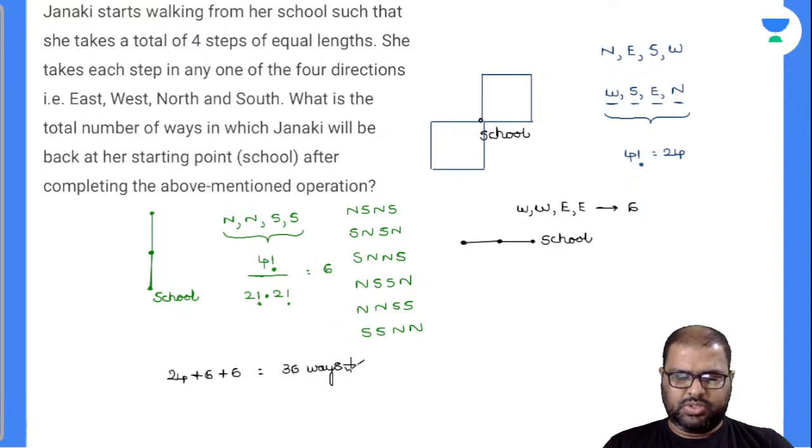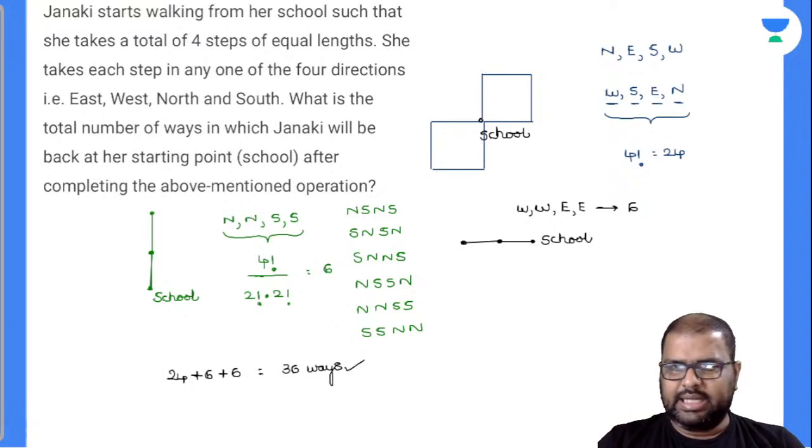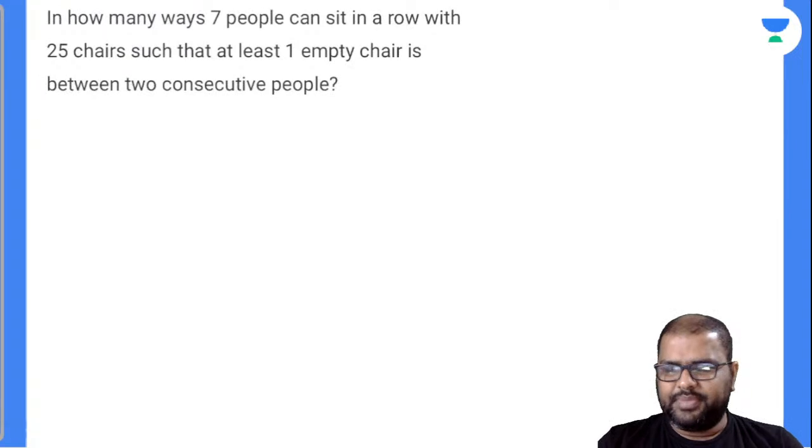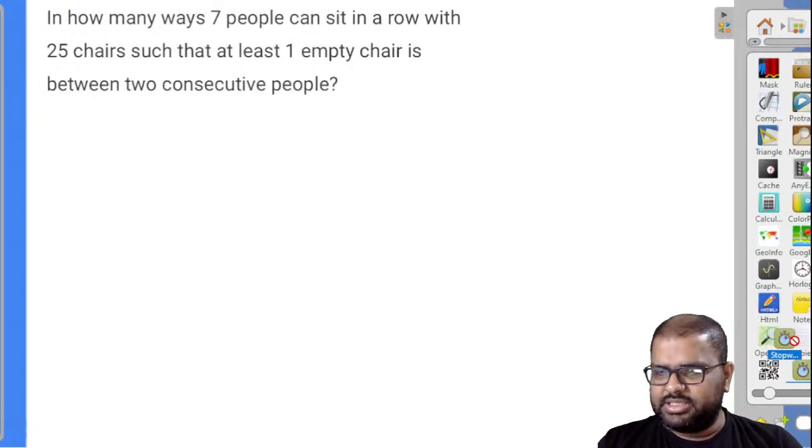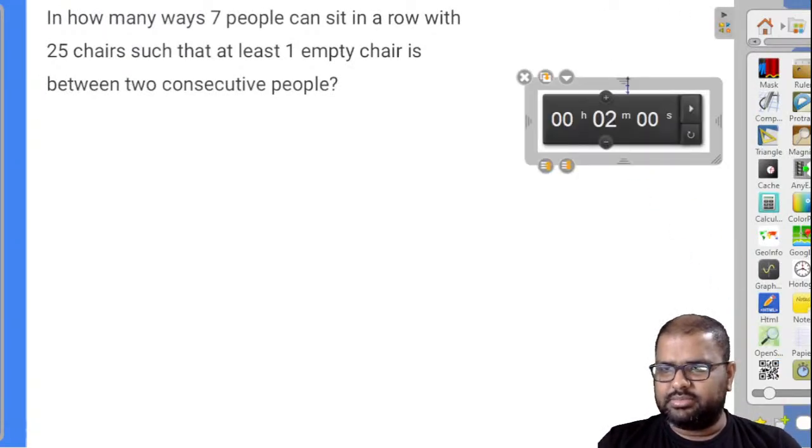Focus on solving the things that you can easily get the answer. Let's go for the next one. Yes, this is one of the finest questions in permutations and combinations.